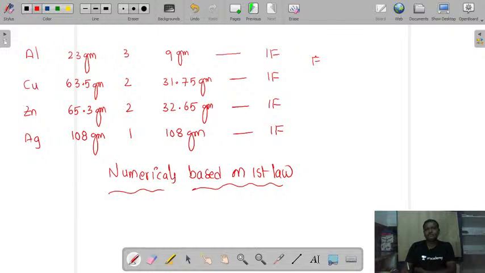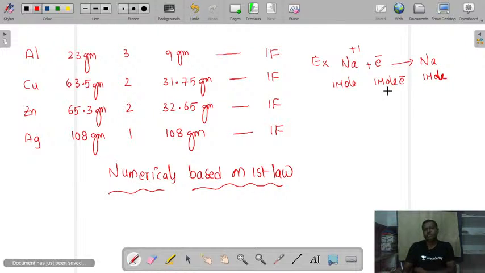Suppose we consider electrolysis of sodium ions. To deposit, discharge or reduce one sodium ion, one electron is required. To reduce 1 mole of sodium ions, 1 mole of electrons is required. What is the charge of 1 mole of electrons? 1 Faraday. So to deposit or reduce 1 mole of sodium ions, how much current is required? 1 Faraday.